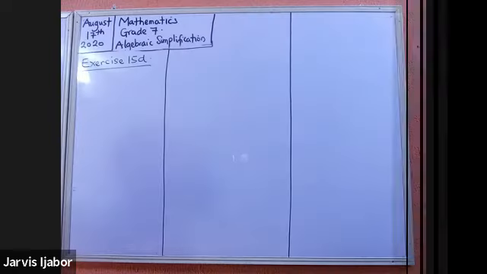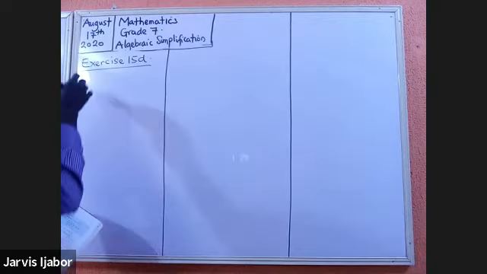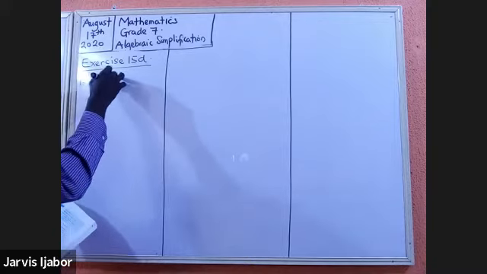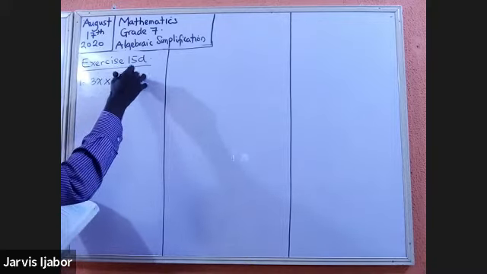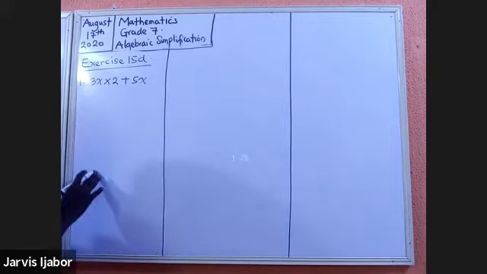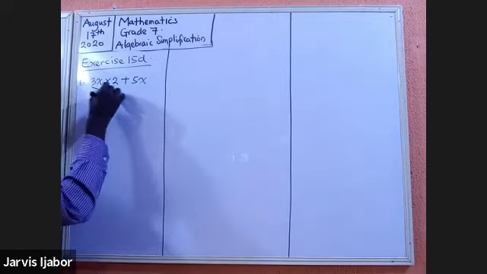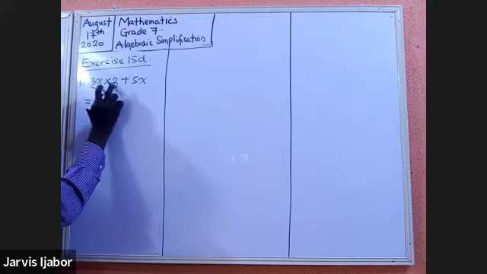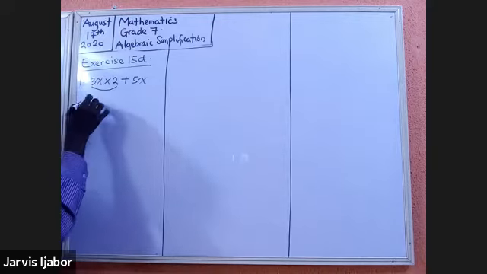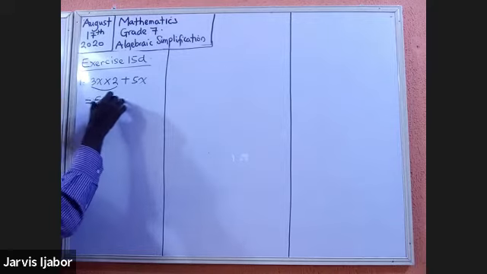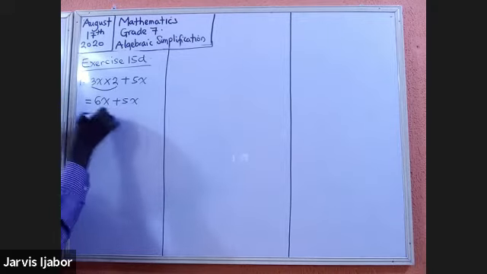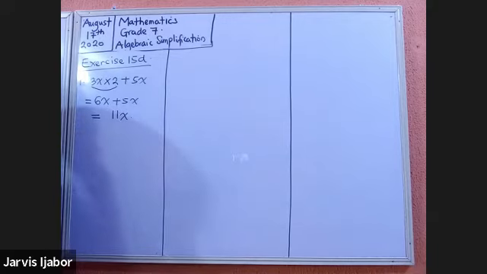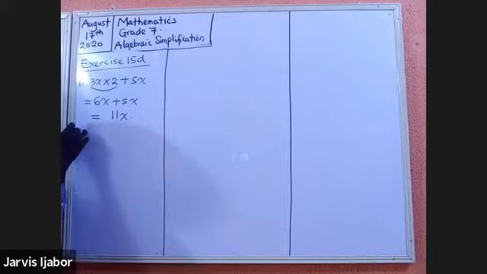The first one. Now, here you really need to be very, very observant. Number 1, 3x times 2 plus 5x. It means you will multiply these two first. So that I've done. So that will give me number times letter. So that will be 6x plus 5x. I seen it, and my answer becomes 11x. That's clear.